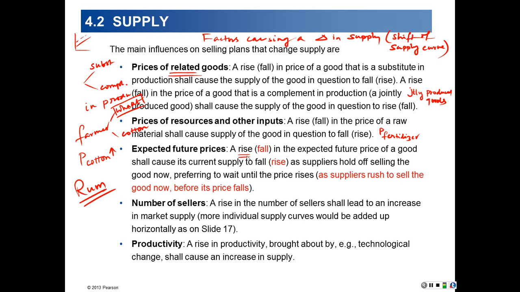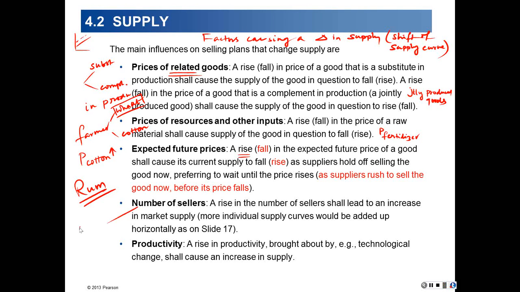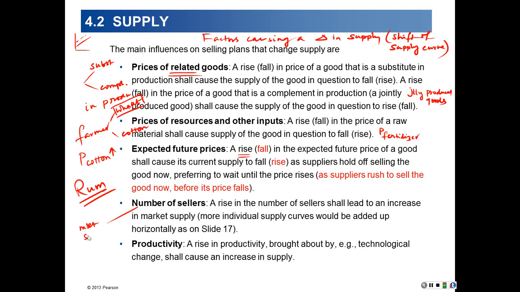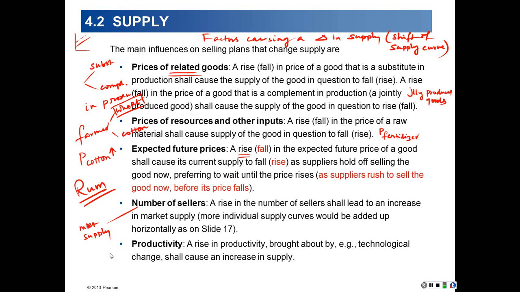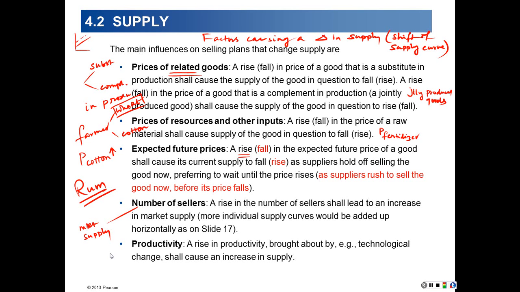Number of sellers. Now this, of course, affects market supply. The more sellers there are in the market, the more to the right the market supply becomes, because you're adding up more of those horizontal distances. Correct?